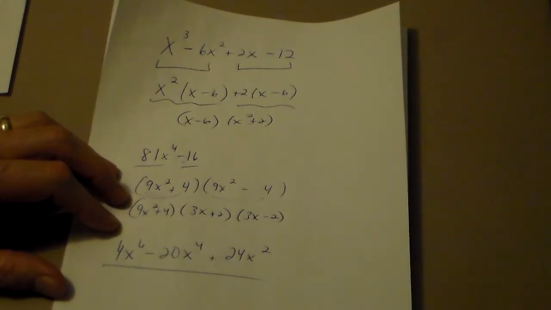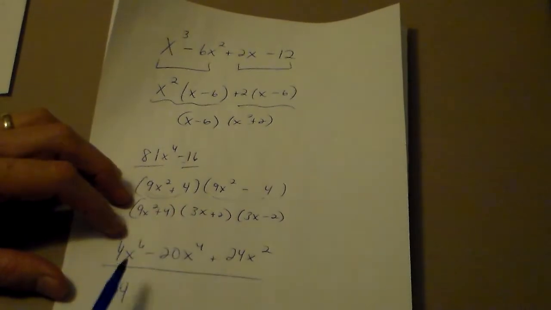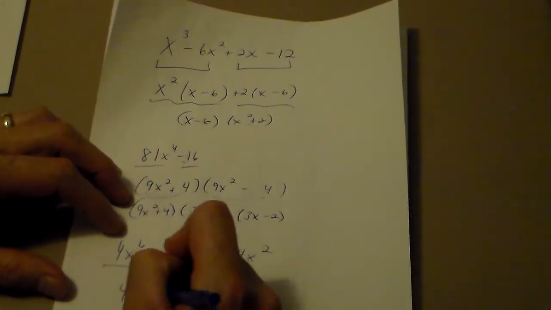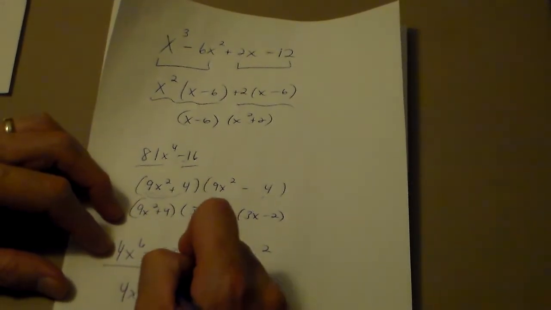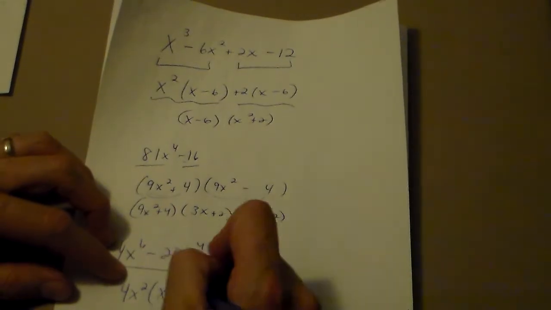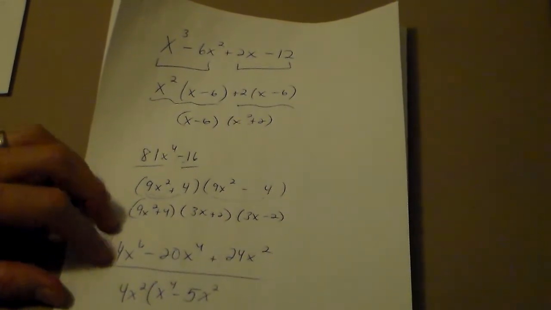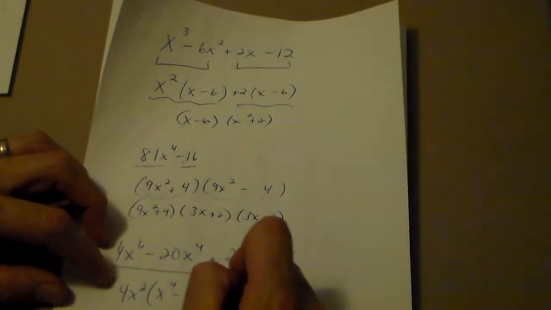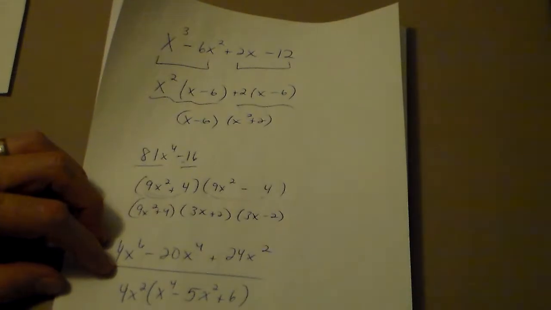So GCF, what can you take out of here? Well, you can take out a 4, and then it looks like we can take out an x squared. If I take out a 4x squared, I'm left with x to the fourth minus 20 divided by 4, which is 5x squared, and then 24 divided by 4 is 6. The x squareds cancel, so I get this.